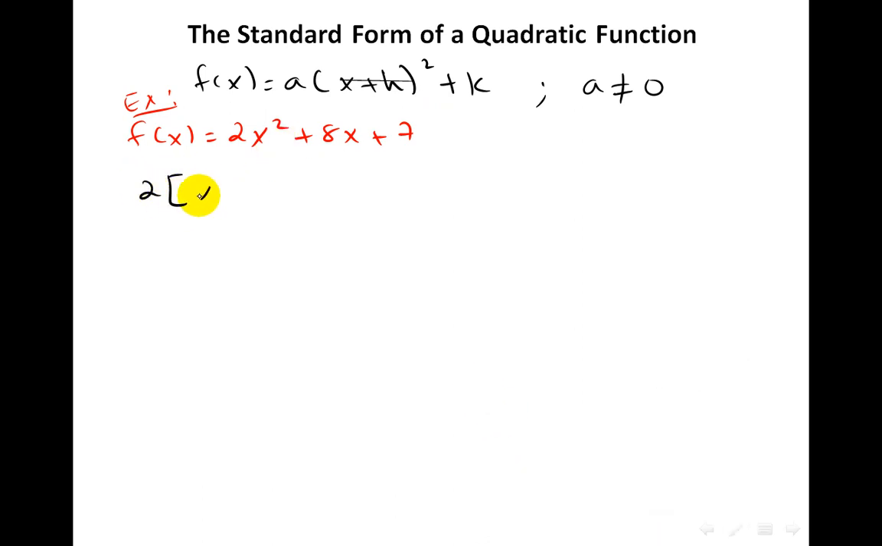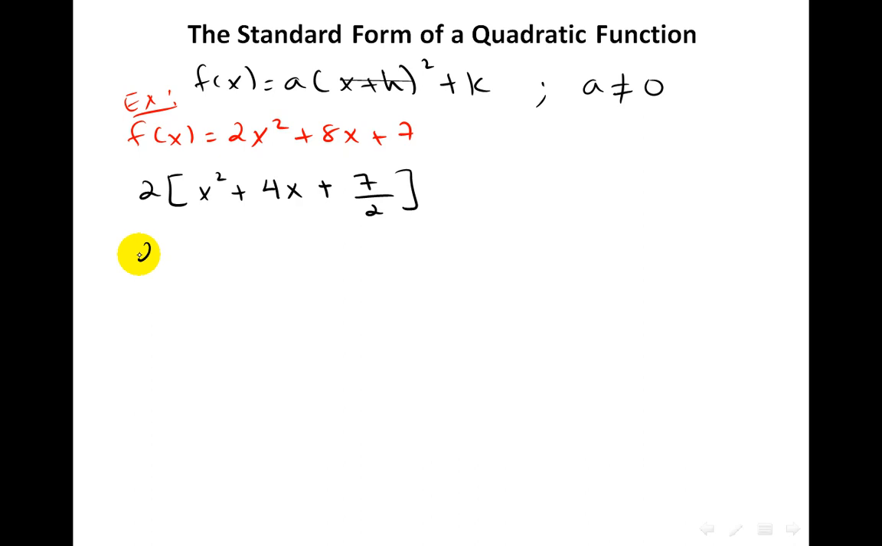So what will be left here? It will be x squared plus 4x plus 7 over 2. So what I did here is I took 2 from each and everything. So if you multiply it back, you'll find the original function. This will be 2x squared, 8x, 14 over 2 will give you back 7. Just cancel it and you'll find 7 one more time.